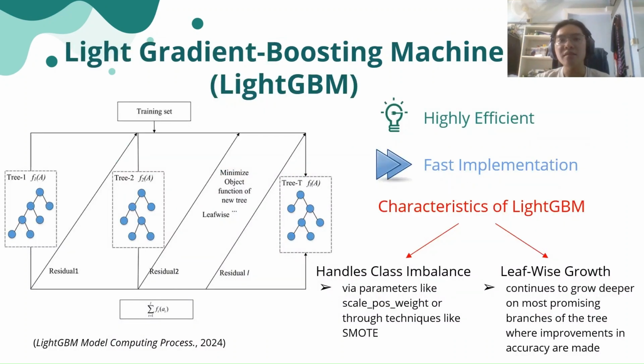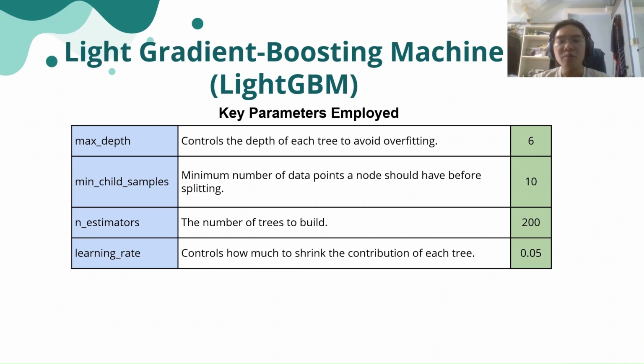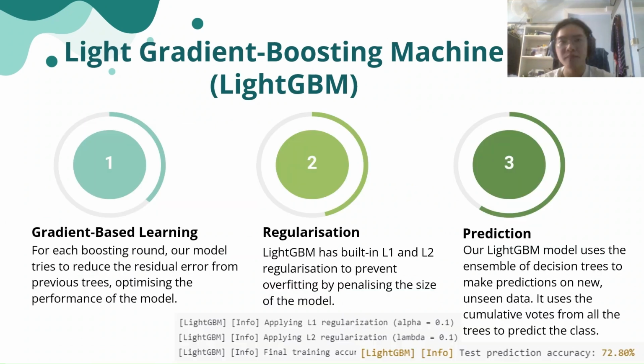LightGBM is a fast, efficient gradient boosting model optimized for large datasets. It handles class imbalance by adjusting parameters like scale_pos_weight, helping the model focus on minority classes. Unlike traditional level-wise growth, LightGBM grows trees leaf-wise, expanding the most promising branches to improve prediction accuracy with fewer trees. Here are some key parameters we use for baseline.